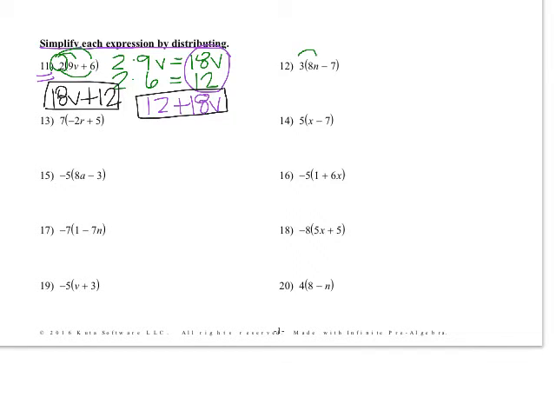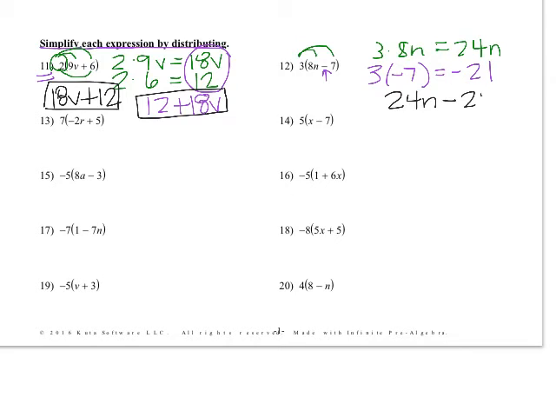So 3 has to be multiplied by 8n. So 3 times 8n is 24n. I also have to multiply 3 times negative 7. This is a really important thing. Make sure you notice that that sign is negative. So I'm going to do 3 times negative 7, which is negative 21, right? A negative times a positive is negative. So what is my final answer? My final answer is 24n minus 21.